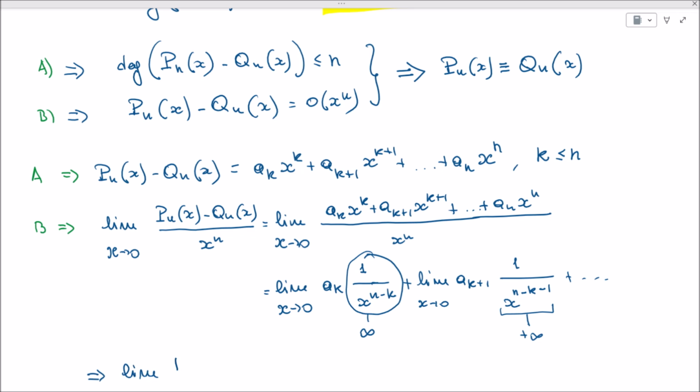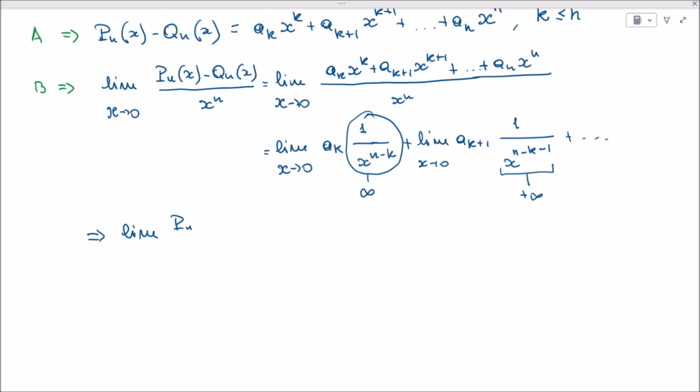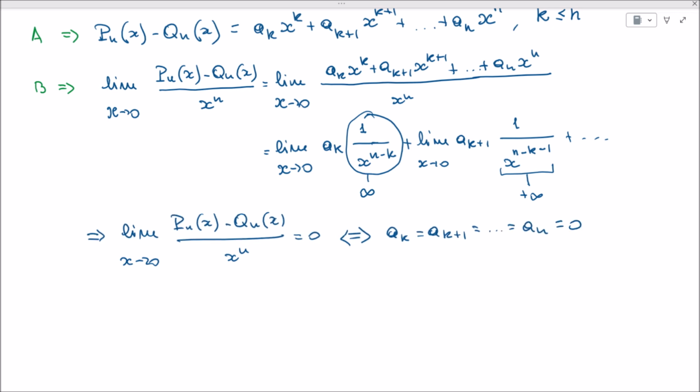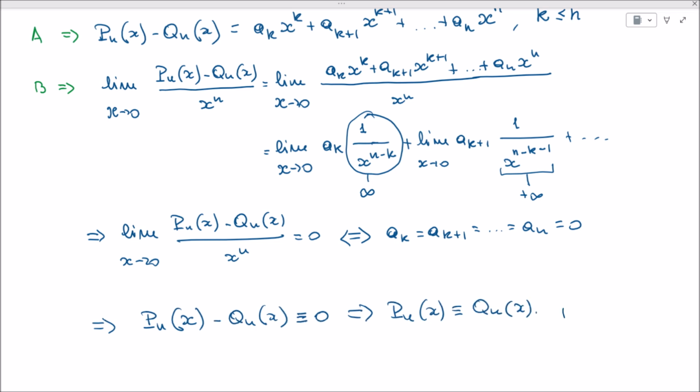So you see that the only possibility for having this limit to be equal to 0, okay, so the limit of Pn of x minus Qn of x divided by x to the n as x goes to 0 is equal to 0 if and only if a_k is equal to a_(k+1) is equal to a_n is equal to 0, which is to say that this implies that Pn of x minus Qn of x is identically equal to 0, which implies that Pn of x is identically equal to Qn of x, which concludes the proof.